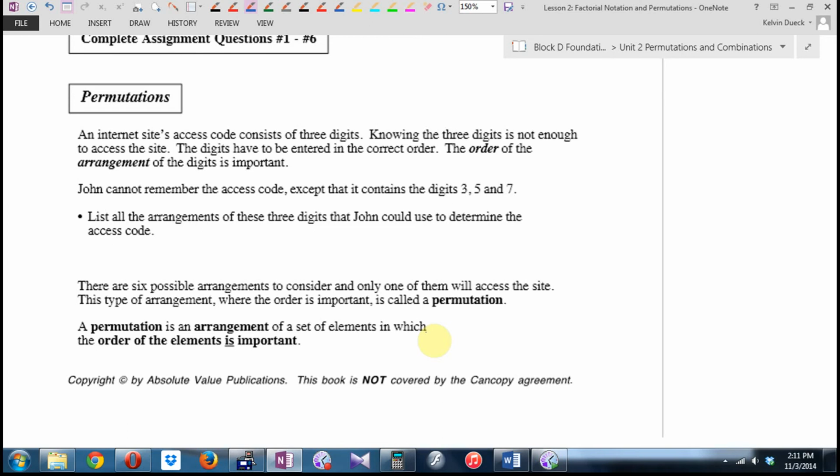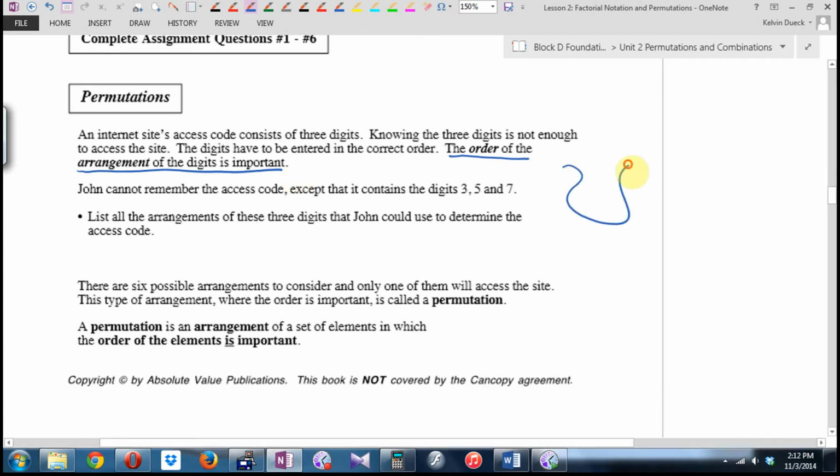So, permutations. Supposing an internet site's access code is 3 digits. If you knew the 3 digits, that would still not be enough because they have to be entered in the correct order. The order of the arrangements is important. Underline that, please, for a reason. So suppose John has forgotten his access code, but he remembers that he used the digits 3, 5, and 7. How many different codes are possible?